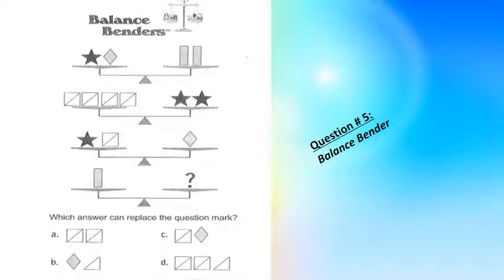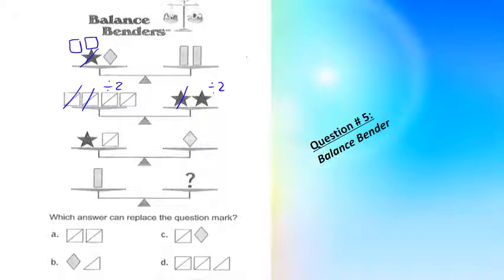Question number 5 is also a balance bender. Yes, Ali. With which balance do you start? With the second. What do you do in the second one? We remove 1 star. We divide by 2, so each 1 star is equal to 2 squares. Yes, now you move to the first one. We cross 1 star and put 2 squares. Yes.